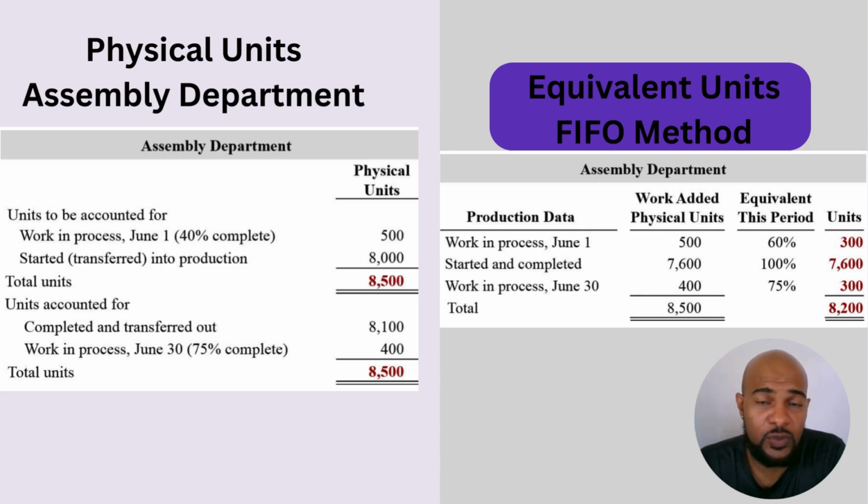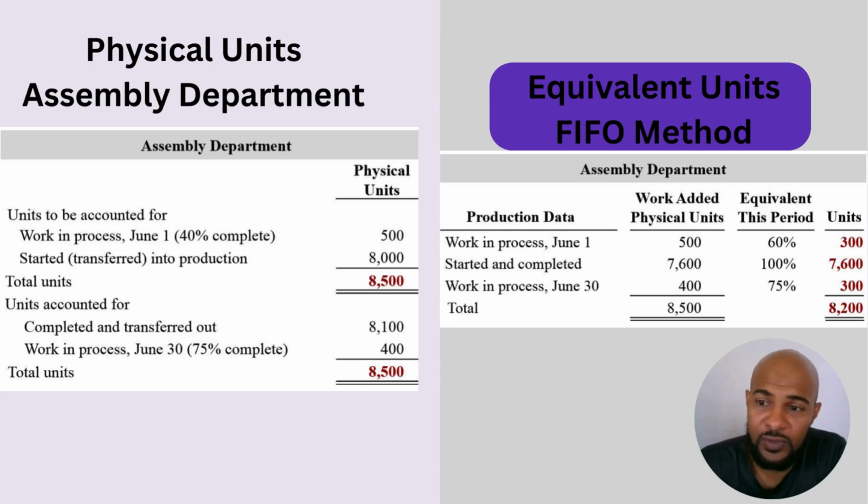Now, out of that 8,500 units, we have completed and transferred out 8,100. And the work in process at the end of that period, which is 75% complete, is 400. We could see that both these are balancing at 8,500 units each.